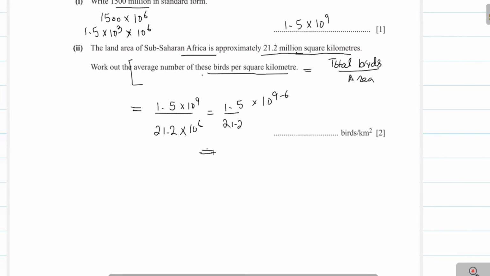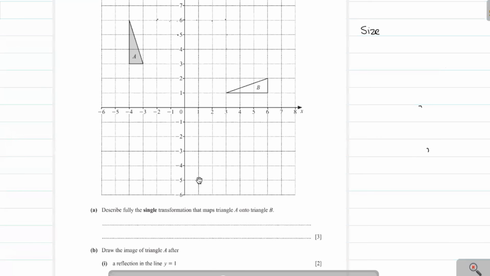Now we get 1.5 divided by 21.2, we get 0.07075 multiplied by 10 power 3. Now we multiply by 1000, we get 70.75, and we can write it as 70.8 in 3 significant figures, and 70.8 birds per square kilometer is the answer.